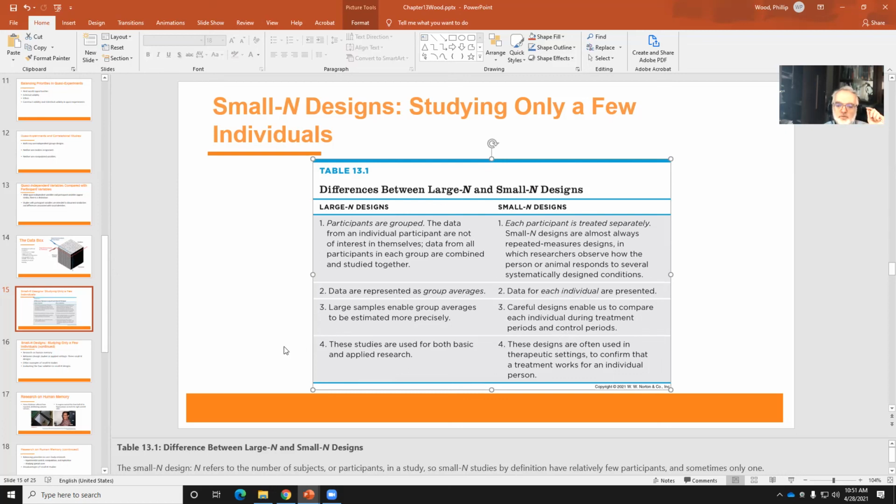I see we're going to have to put a pin in it there. I will take this up, and from here we're going to go into examples of small N designs.